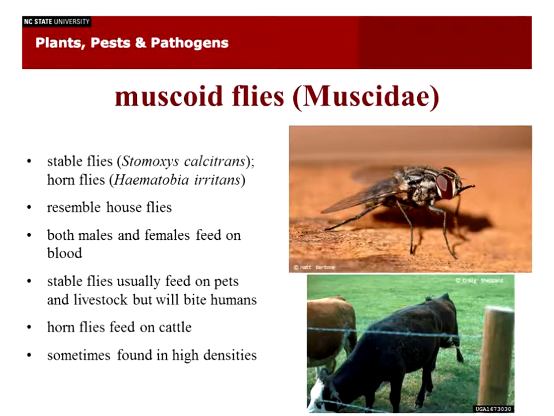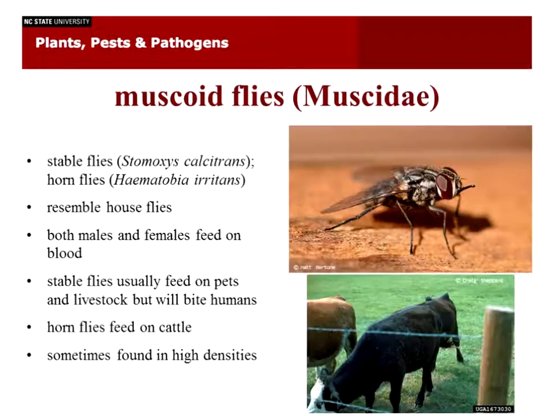Okay, now moving up to the higher flies. One main group of higher flies are the muscoid flies, so the family Muscidae. This includes the housefly, but it also includes several biting flies. The one that most people will be concerned about will be the stable flies, Stomoxys calcitrans. But if you're rearing livestock or you have a farm with livestock, horn flies, Haematobia irritans, can be a problem. Now they do resemble houseflies. The stable fly is very much like a housefly, very similar in size too.